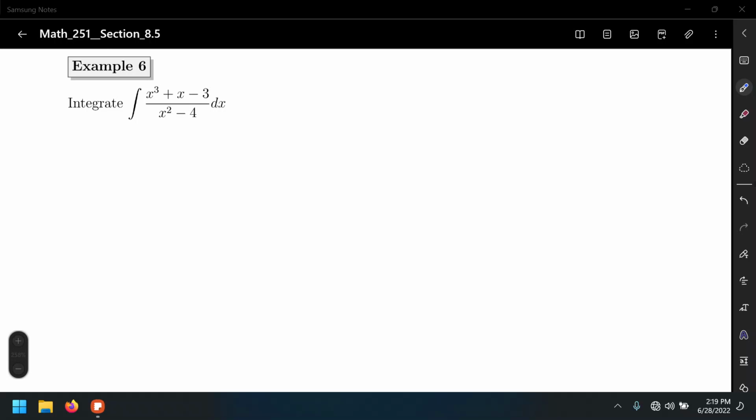Okay, let's go back to example number 6. Looking at this integral, what would be a good first step? Separate the bottom, factor the bottom. All right, but before doing the factoring, there's something else that we need to check for each polynomial in the numerator and the denominator.